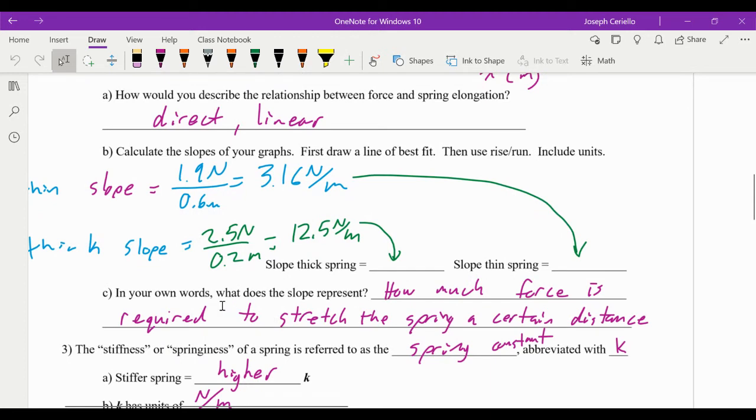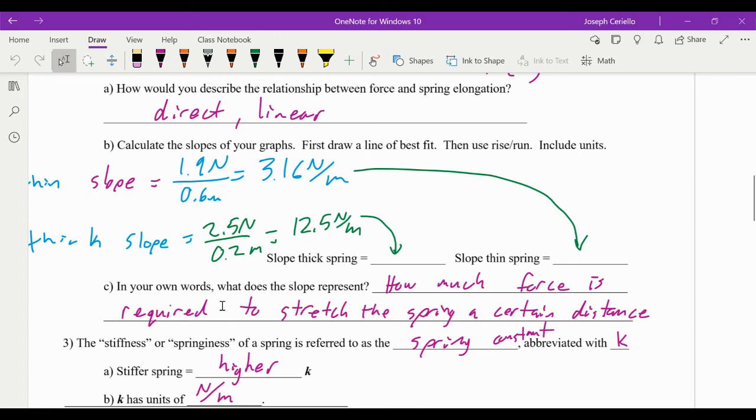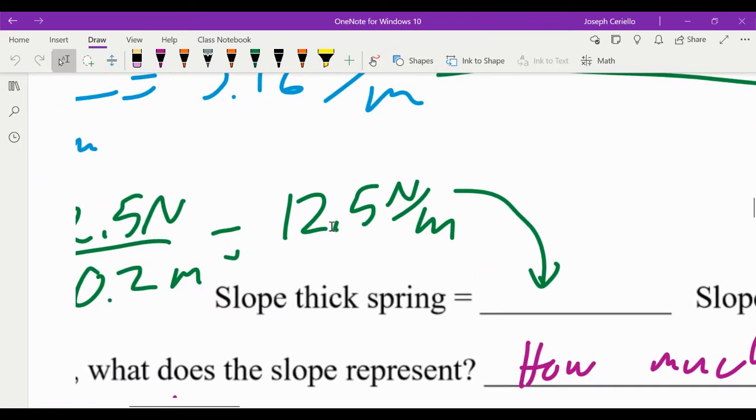Now, in your own words, what does the slope represent? It just represents how much force is required to stretch the spring a certain distance. For example, 12.5 newtons per meter says that you must apply 12.5 newtons of force to this spring in order to stretch it 1 meter. All right?